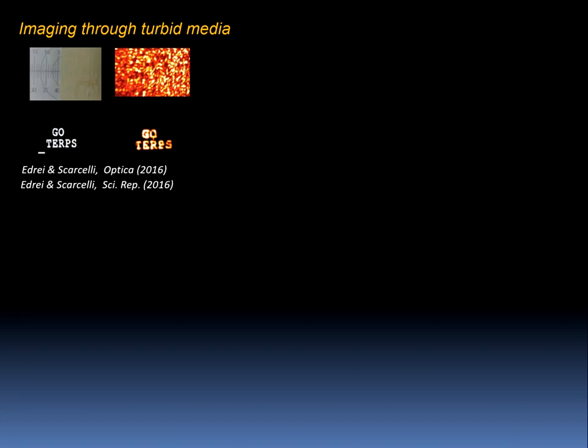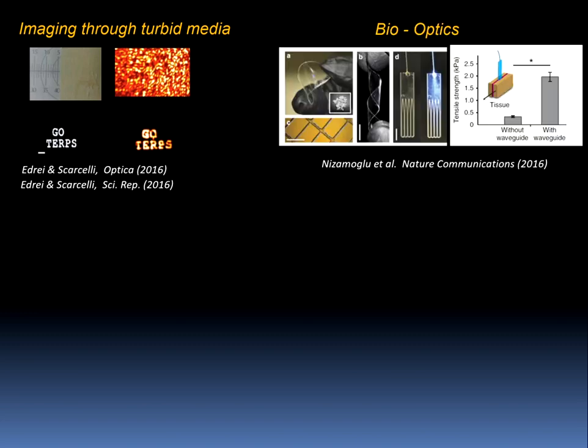This is one example in which we had, I think, a 3 millimeter chicken breast tissue, and this was the object, a goat herpes. Here you see what your camera would just get out of that, and this is the reconstruction we were able to do. Another interesting topic that we are working on is bio-optics in several different forms.